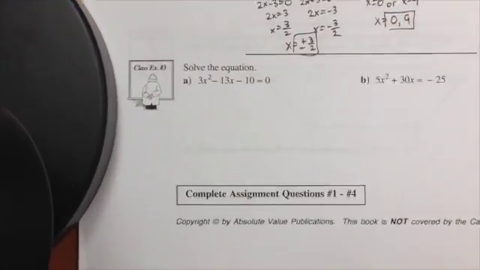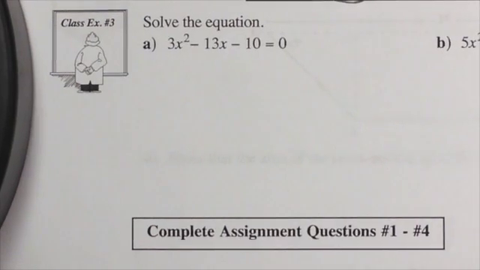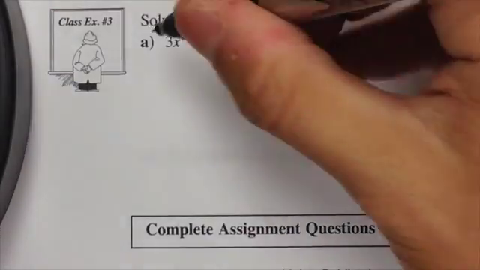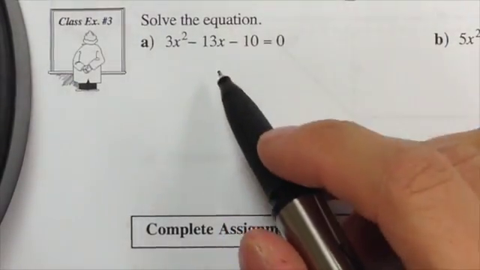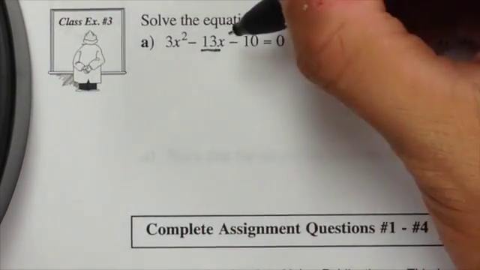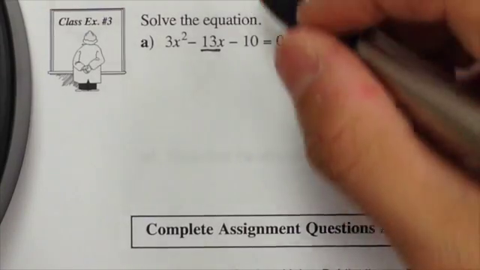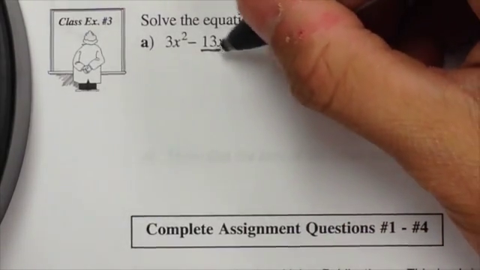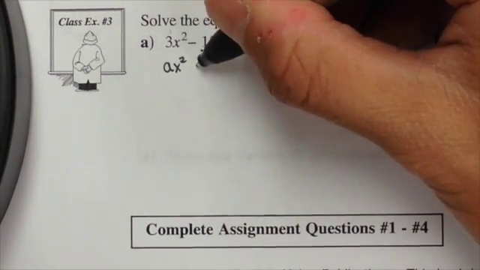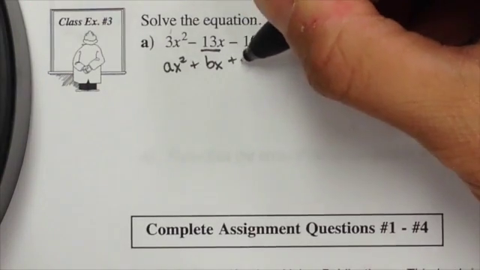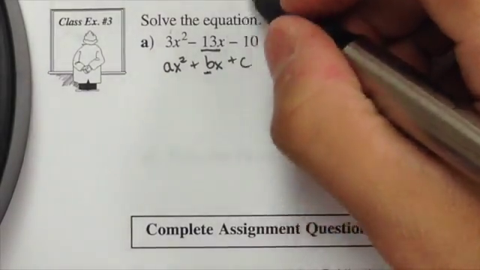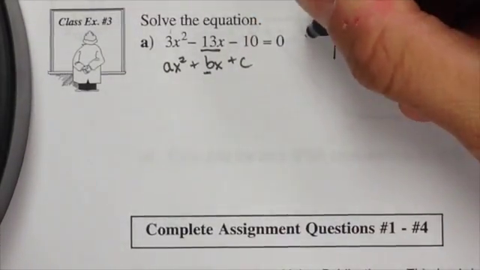Solve the equation 3x squared minus 13x minus 10 is equal to 0. The first thing we need to do is look at what we have here. When you have a question that's set up with a coefficient in your b column, if we set this up as ax squared plus bx plus c, if you have that as a coefficient, then we are going to use the method of decomposition in order to factor that to begin with.